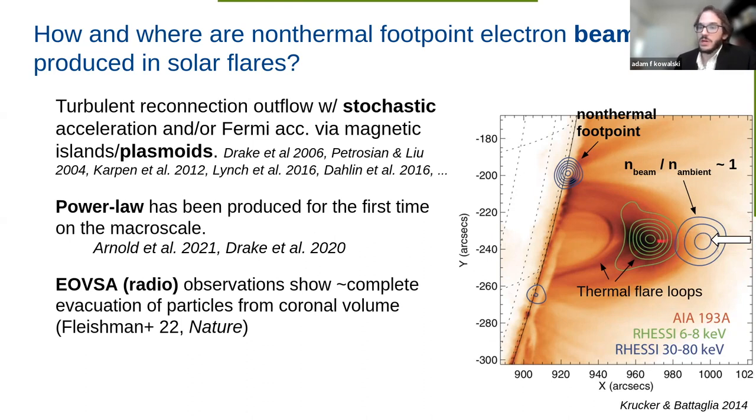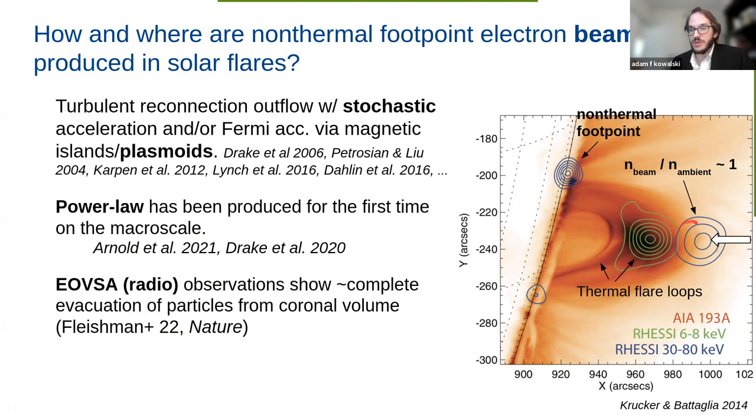Recently, we've learned that these electron beams are extremely dense, much denser than we've assumed in decades past. So the sun is a very, very efficient particle accelerator. This is something we've only come to realize over the past about 10 years, that almost the entire thermal distribution is being accelerated into the beams. Recent observations from radio have also been consistent with this idea.